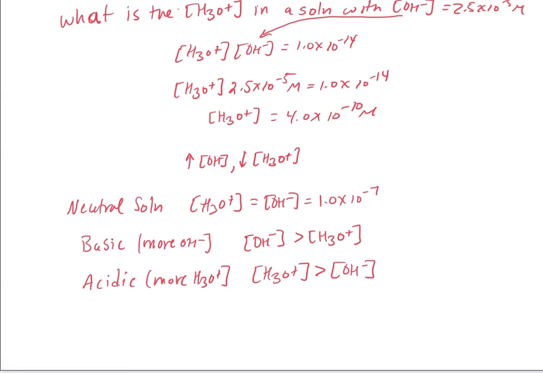And remember, when one goes up, the other must go down. That is because of our Kw expression. They're inversely proportional to each other based on the Kw expression.